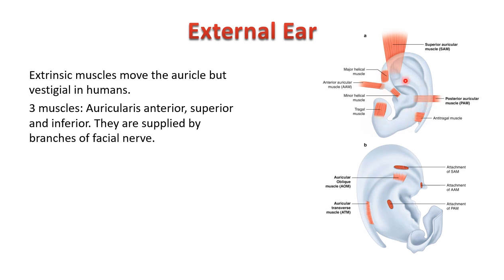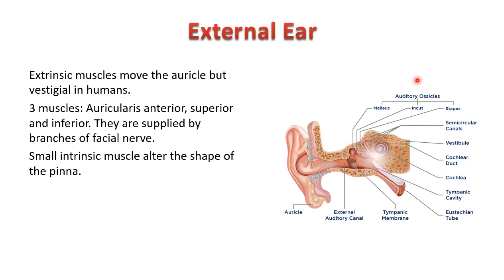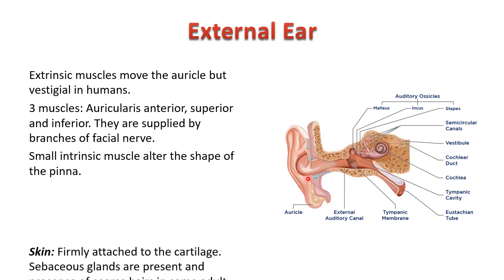They move the auricle as a whole. These extrinsic muscles, the auricularis anterior, posterior, and superior, move the auricle as a whole, and this is vestigial in humans. In lower animals, the best example being elephants, you can see how they move the ears through these muscles. There are also very short intrinsic muscles called helicis major, helicis minor, and so on. These intrinsic muscles alter the shape of the pinna.